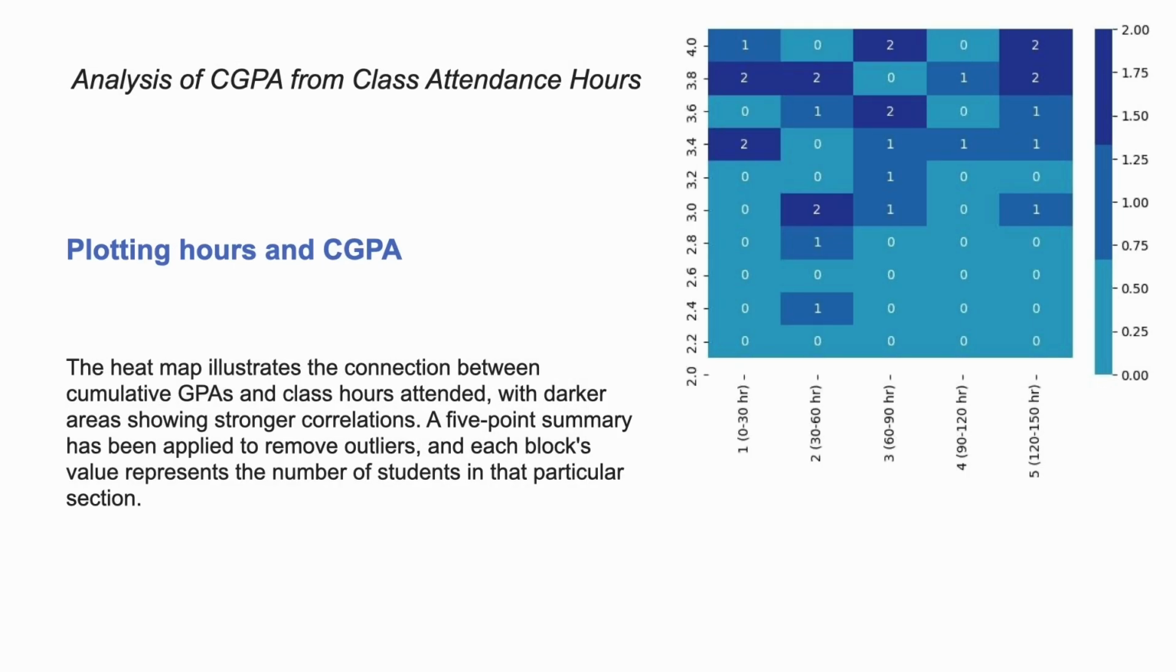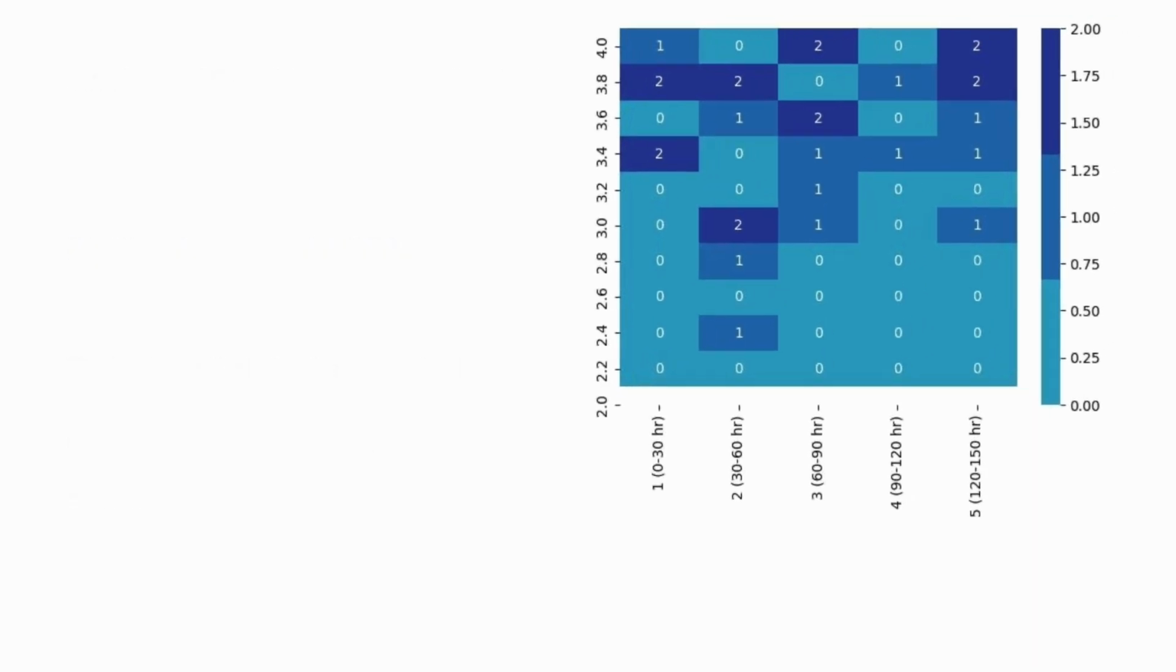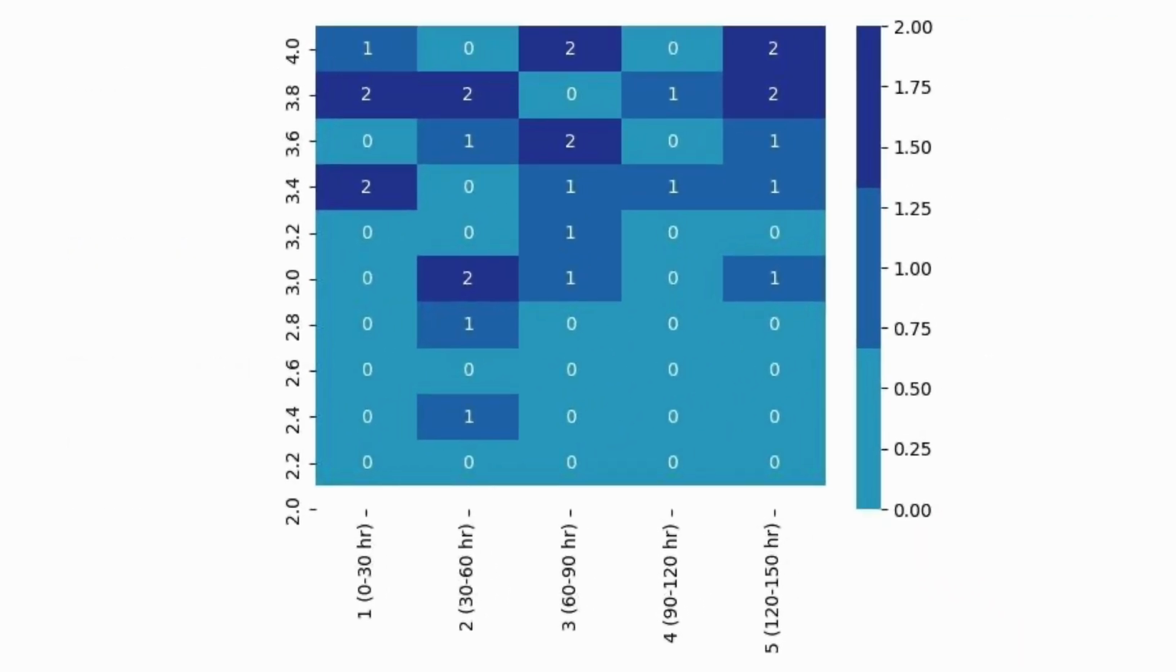Next is analysis of CGPA from class attendance hours. We will plot class attendance hours and CGPA on the axis of the heat map. The heat map illustrates the connection between cumulative GPAs and class hours attended, with darker areas showing stronger correlations. A 5-point summary has been applied to remove outliers, and each block's value represents the number of students in that particular section. Let's take a closer look to understand it better.